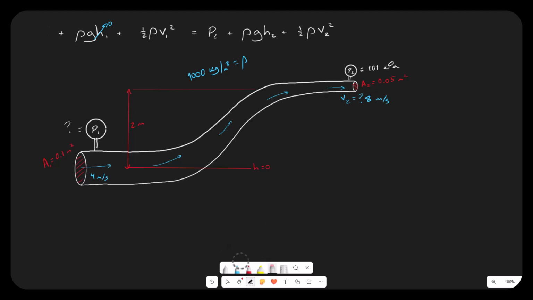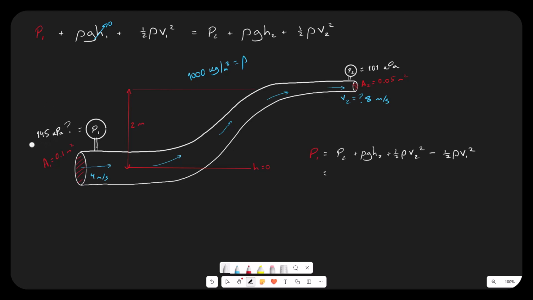So I'm going to make that be red. Pressure 1 is going to be pressure 2 plus rho g h2 plus half rho v2 squared minus half rho v1 squared. And when I plug in all those values, I get 145 kilopascals here.